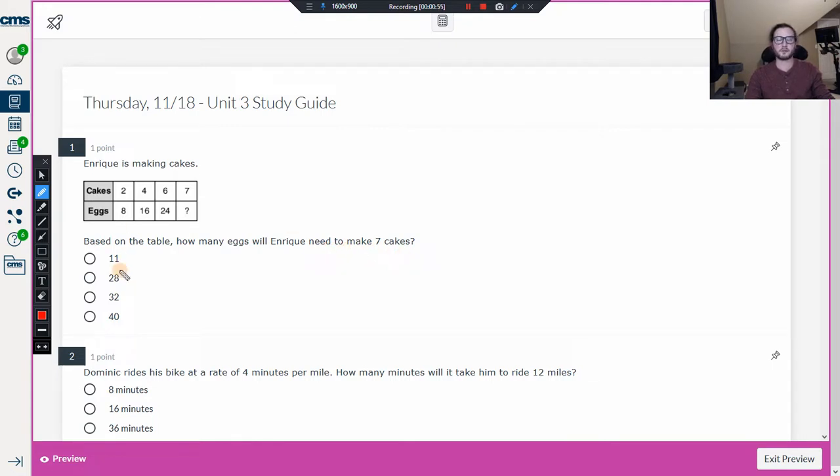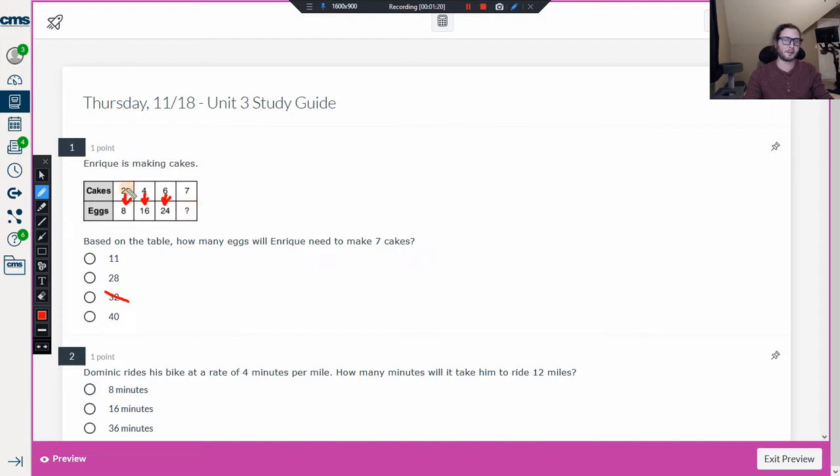Now the answer to this one, if you did it already, would not have been 32. If you were trying to follow a pattern and thought these were counting by eights, that's only because they were multiplying this top number by 4. 2 times 4 would give me 8 eggs. 4 times 4 gives me 16 eggs. And 6 times 4 gives me 24 eggs.